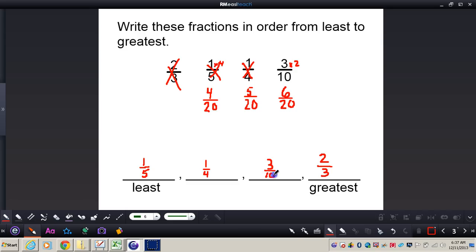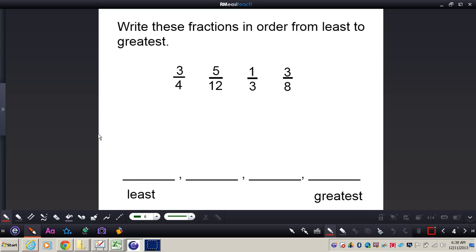So having good fraction sense will help you out, and also finding that common denominator. If we have more than just 2 fractions we're comparing, we can't quite do that superhero crisscross. Finding that common denominator will really help you out. Now what I want you to do is get out your pencil, write down these fractions, and we're going to order them from least to greatest.